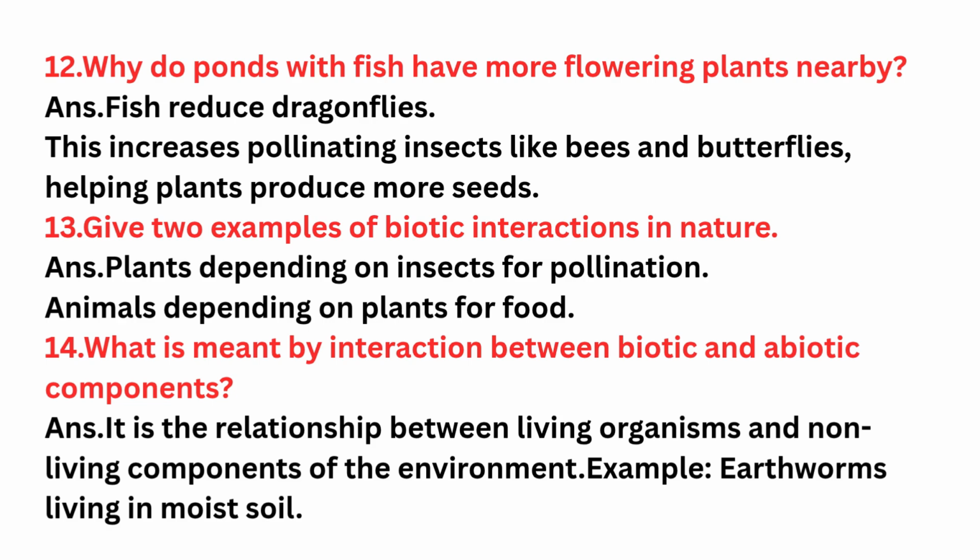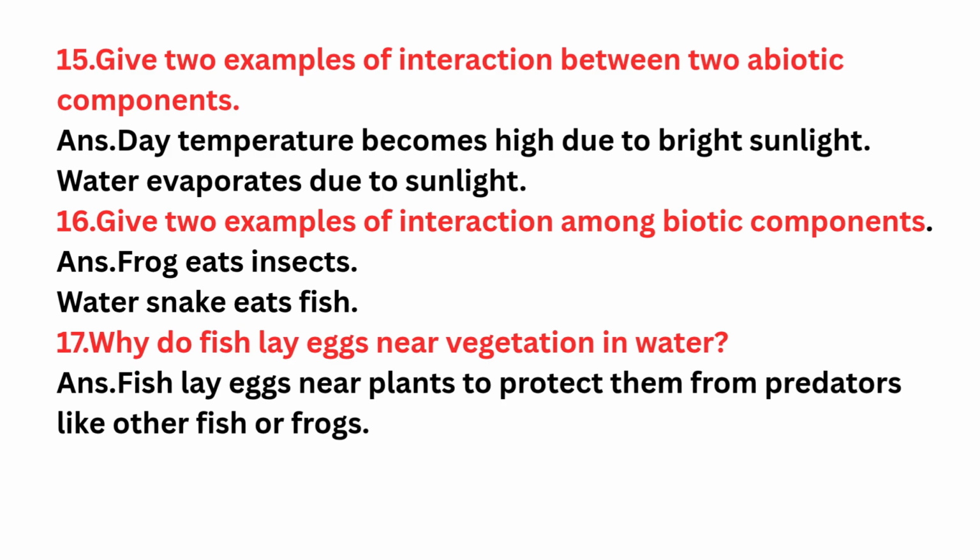Question number 14. What is meant by interaction between biotic and abiotic components? Answer: It is a relationship between living organisms and non-living components of the environment. Example: earthworms living in moist soil. Question number 15. Give 2 examples of interaction between 2 abiotic components. Answer: Day temperature becomes high due to bright sunlight. Water evaporates due to sunlight.